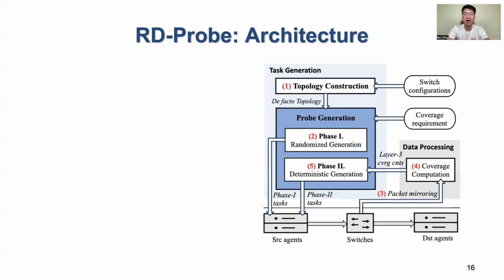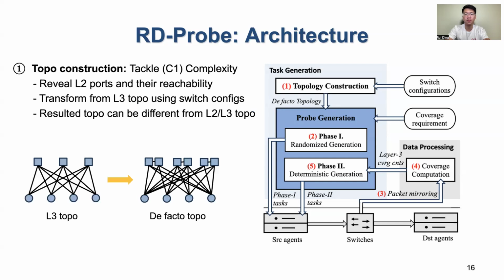Now we take a look at RDProbe's architecture. It has 5 steps in an epoch, which usually lasts for 3 minutes. It begins with topology construction, which aims to tackle the complexity challenge. To do so, it reveals all layer 2 ports and their mutual reachability by transforming a layer 3 topology. The resulting topology, which we call the de facto one, can be different from that on layer 2 or 3.